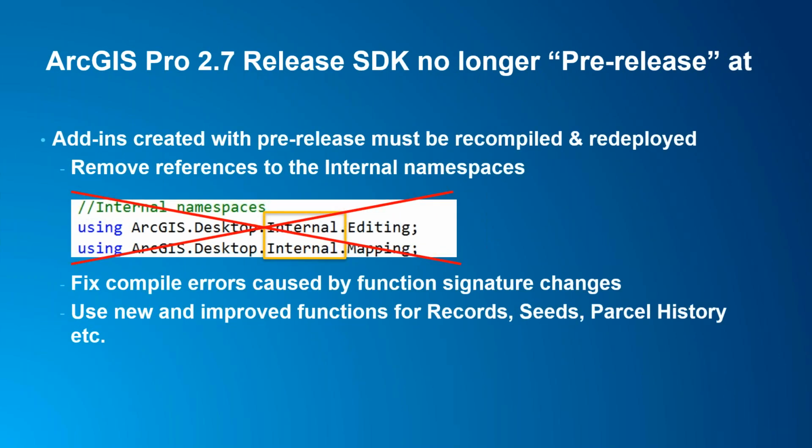So what does that mean? If you've already been writing add-ins using the pre-release, you are going to need to recompile them and redeploy them. That sounds like a lot of work, but it's probably not going to be as much work as you might think. What you would first do is just remove the references that we currently use to the internal namespaces. So you'd remove those, and then you'd look for any compile errors and fix those in the function signatures. And then you'd start to use the new and improved functions for record management, which is a lot easier now for creating seeds and shrinking seeds and parcel history and so on.